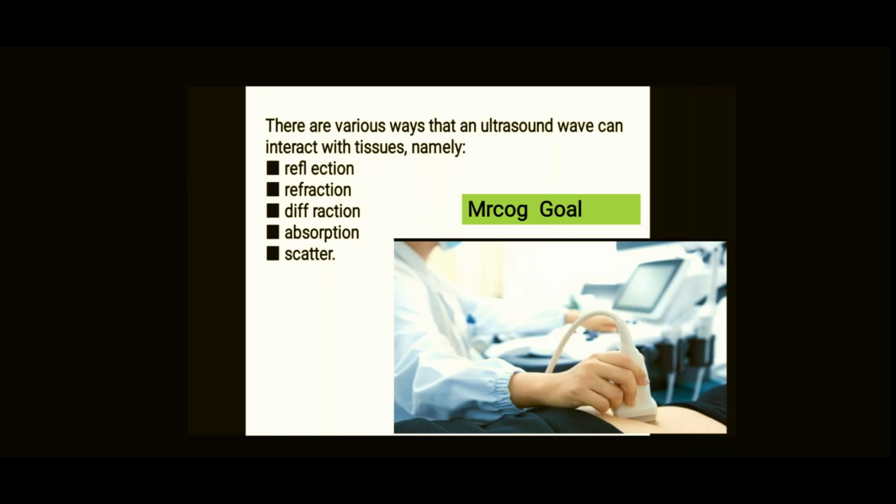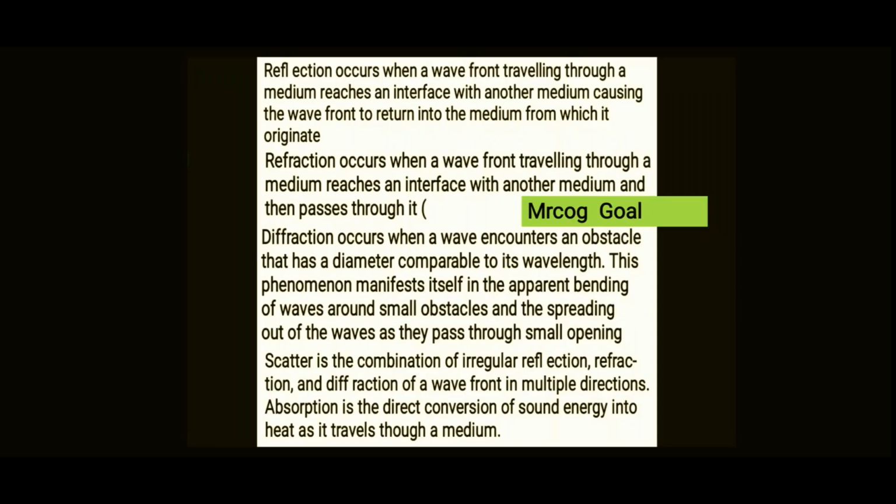There are various ways that an ultrasound wave can interact with the tissues, and what are they? One is reflection, one is refraction, diffraction, absorption, and scattering. So let's see what exactly happens here. So what is reflection? As the name says, reflection occurs when a wave front traveling through the medium reaches an interface to another medium, causing the wavefront to return into the medium from which it originated. So that's the reflection, right?